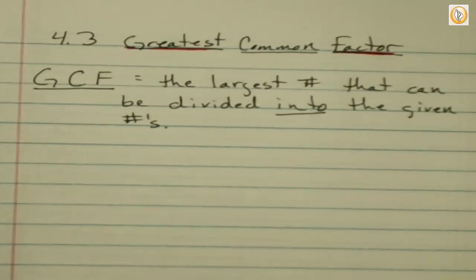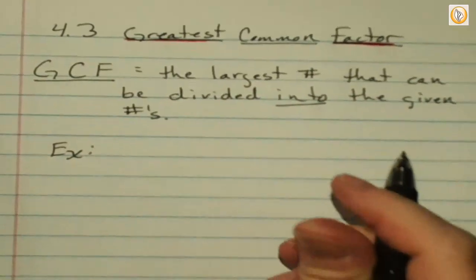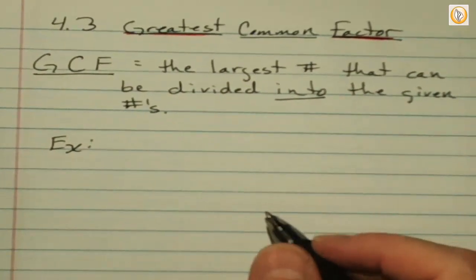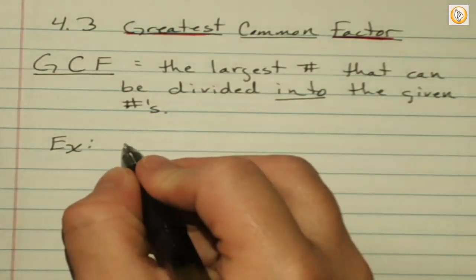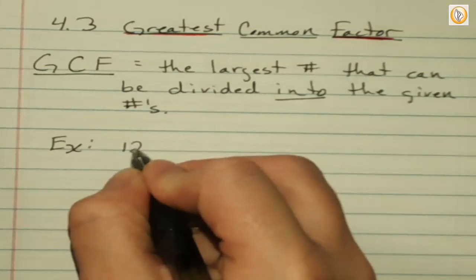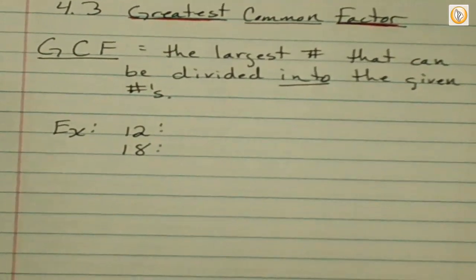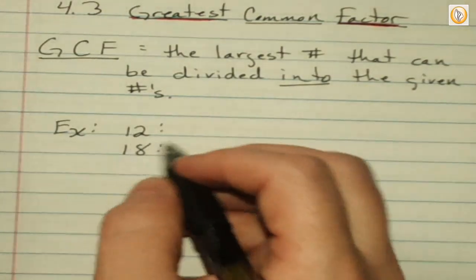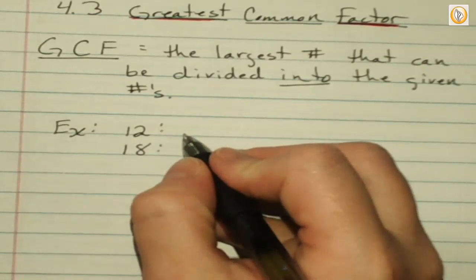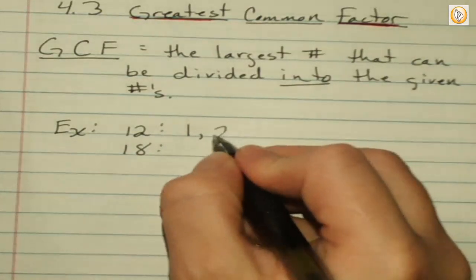For example, I'm going to let y'all write that. Let's say I want to find the GCF of 12 and 18. First, let's write out all the factors of 12. So raise your hand and you tell me one. One. Okay. 2.